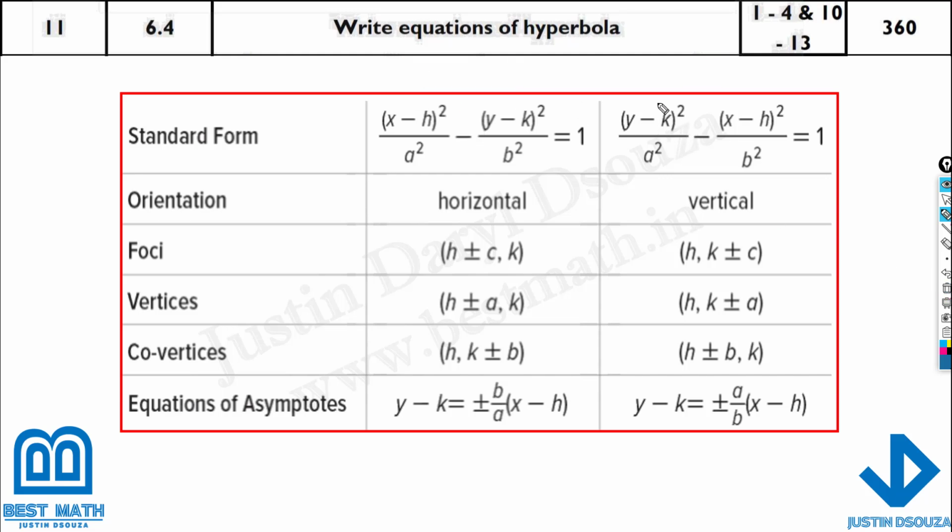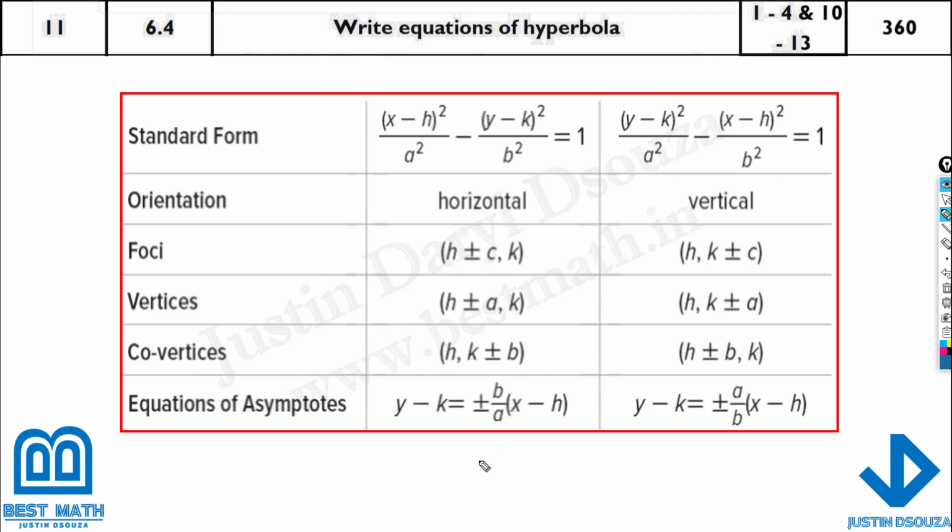Then what about this one? Same thing: y minus k the whole squared divided by a squared minus x minus h the whole squared divided by b squared equals 1. Important thing to remember: here a doesn't have to be greater than b. Even b can be greater than a. But c is always greater than a and b. The c value is regarding the focus.